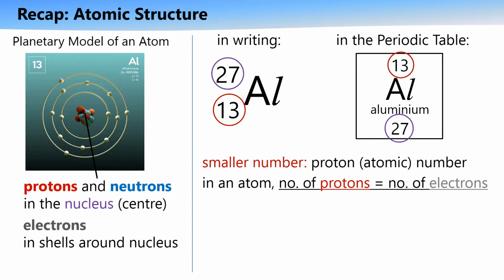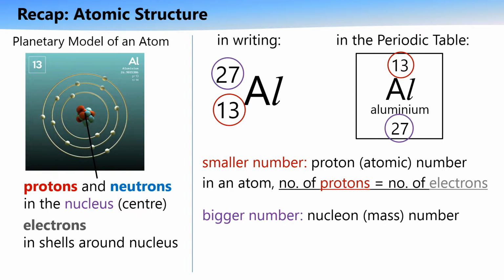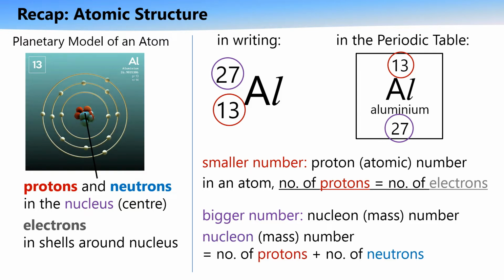The bigger number is known as the nucleon number or the mass number. The nucleon number or mass number is the number of protons plus the number of neutrons. Something to take note, nucleon number is related to the nucleus. Since the nucleus contains protons and neutrons, the nucleon number is the total number of protons plus the total number of neutrons. In this case, aluminium has a total number of 27 protons and neutrons.